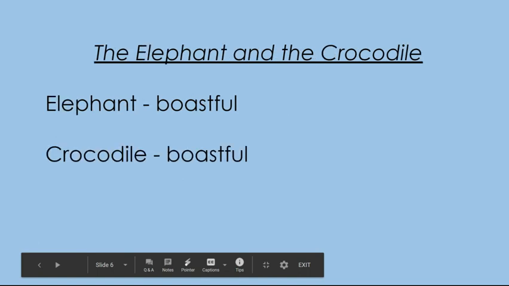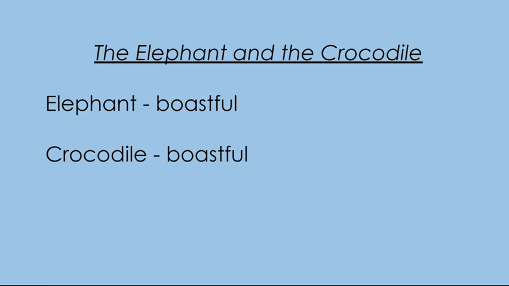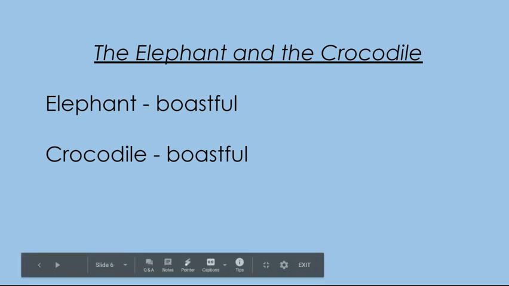And our last story was The Elephant and the Crocodile. That was a short story, and we can say that both of those characters, Elephant and Crocodile, were both boastful. That means that they think very highly of themselves, and at the beginning they were talking about each of them being the best one and arguing over who was the best one. And then remember, they had Lion try to help them determine who was the best. So we could call them both boastful.